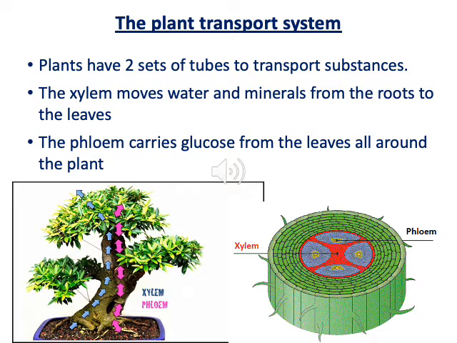Up till now, I have been using the word veins to describe the tubes inside a plant, the tubes that allow movement of substances up and down the main stem. Now these two sets of tubes actually have names. The first one is xylem. The xylem moves water and minerals from the roots to the leaves. The xylem allows movement upwards. The phloem, on the other hand, this is the second type of tube or vein, carries glucose from the leaves all around the plant. So in the phloem, there's movement up the plant and down the plant. The xylem only moves substances upwards.